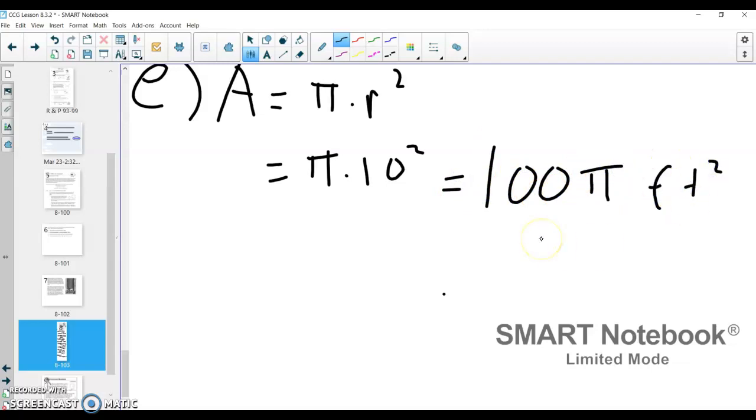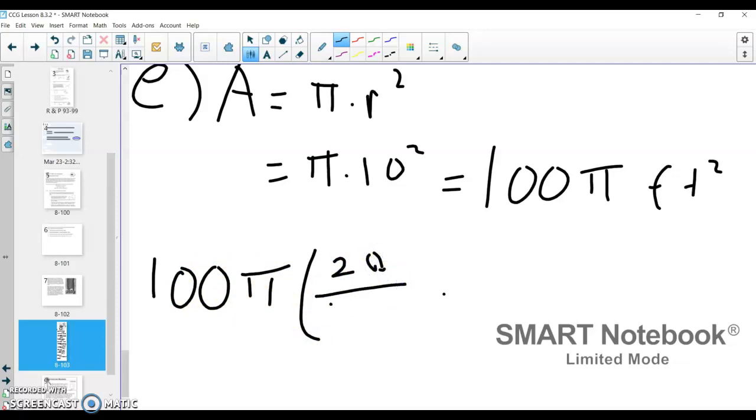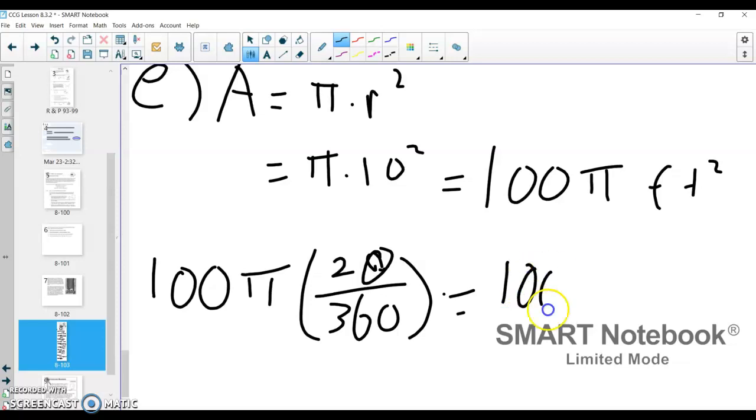Okay, I've got to take that total area, 100 pi, and multiply it by that portion, which is 20 out of 360. Sorry for the bad handwriting there. This reduces down kind of nicely as well. This becomes 100 pi being multiplied by 1 over 18. That 20 over 360 just reduces down to 1 over 18.